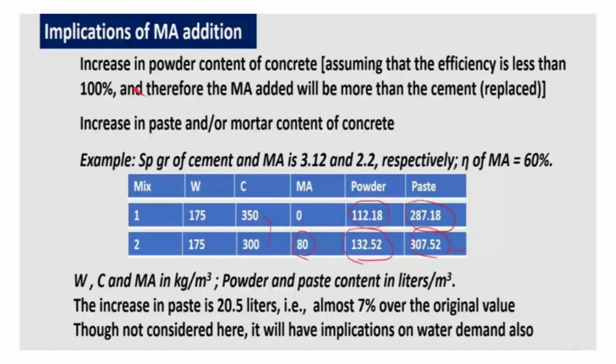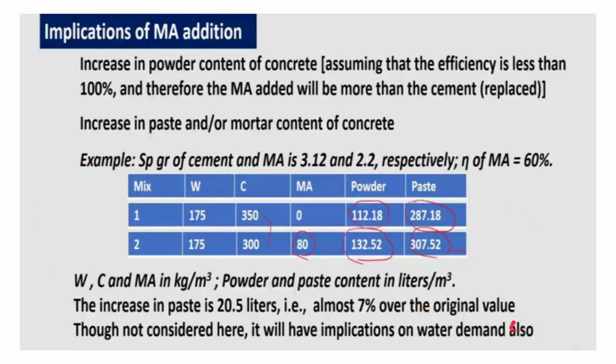Definitely, when we are using mineral admixture and adding it in percentage, the powder content, that is the binder content, will increase if the efficiency is less, and it is definitely less than 100%. So the mineral admixture added will be more than the cement actually replaced. Let us see for example how much this gets increased.